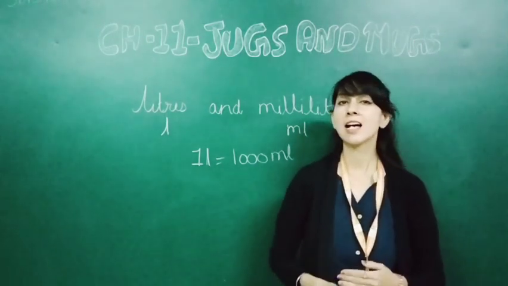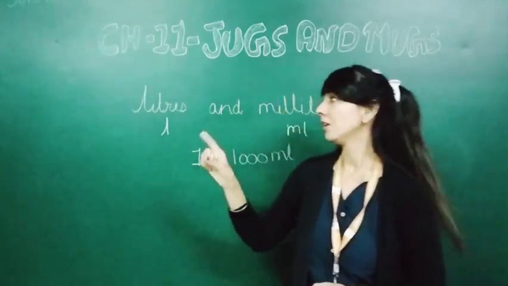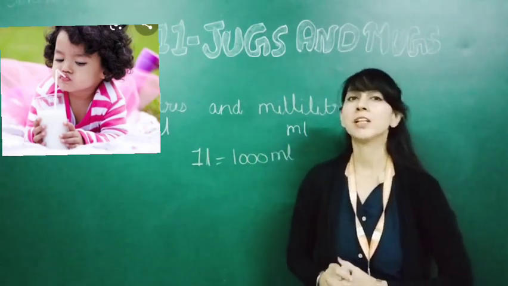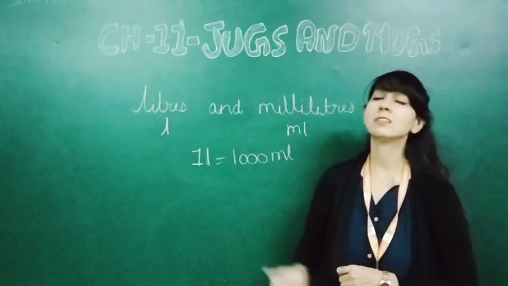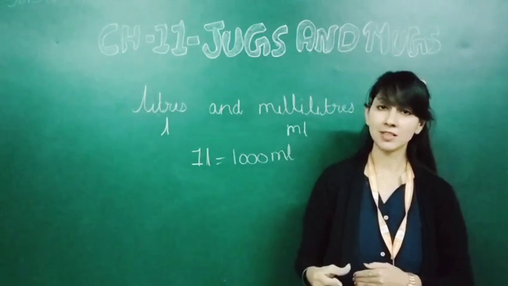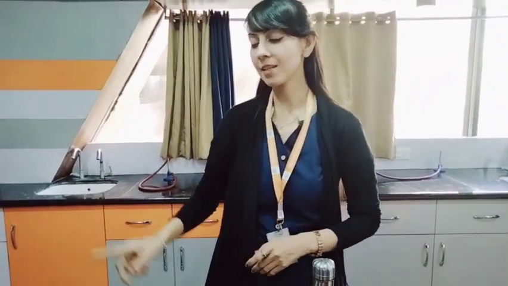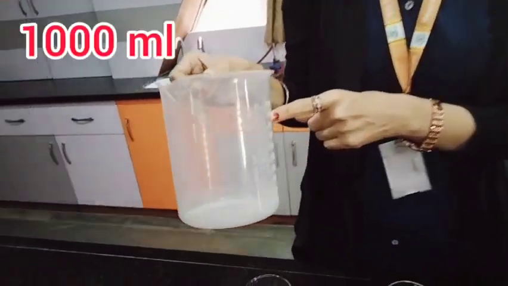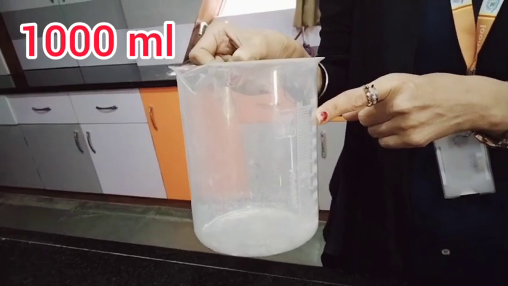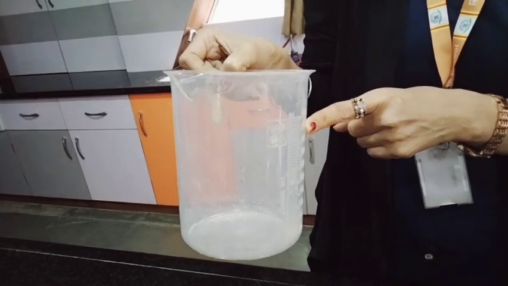Now we will see examples of milliliters. Tea in a cup, milk given to a baby. You can also see honey, sanitizer and many other things that come in smaller quantity, which you can find in milliliters. Understood? Now students, here you can see some containers. This container is of 1000 milliliters. In other words you can say 1 liter, because 1 liter is equal to 1000 milliliters.